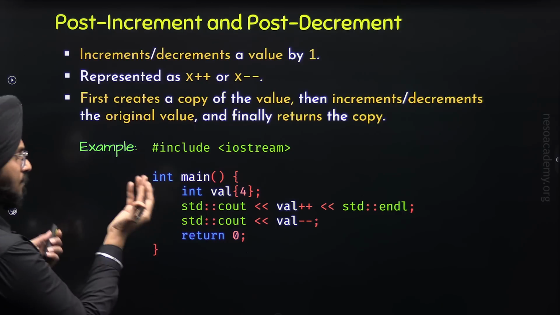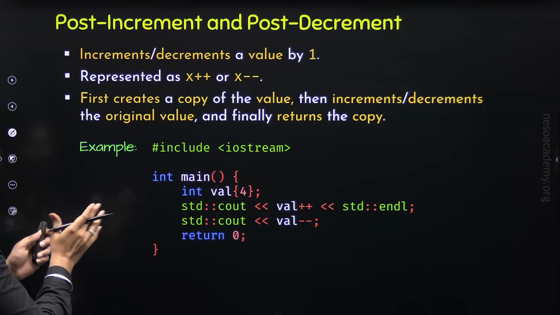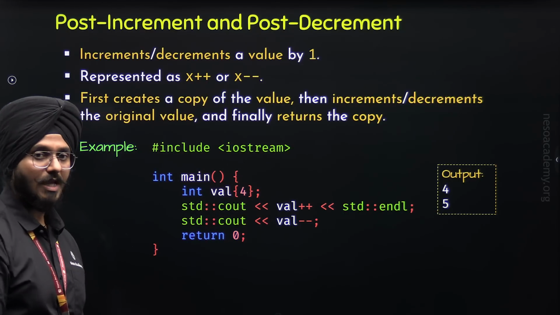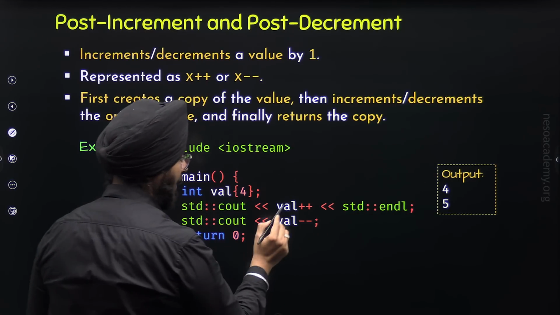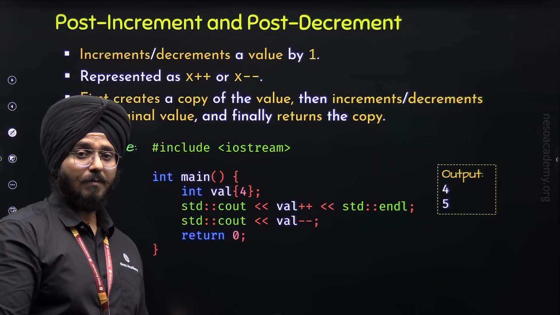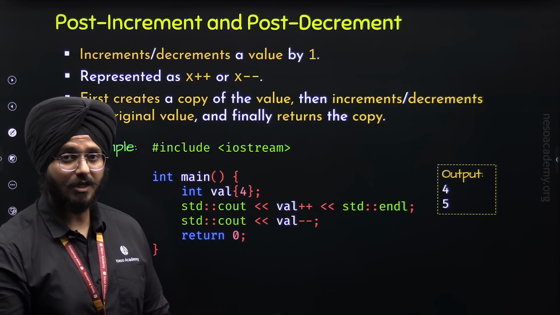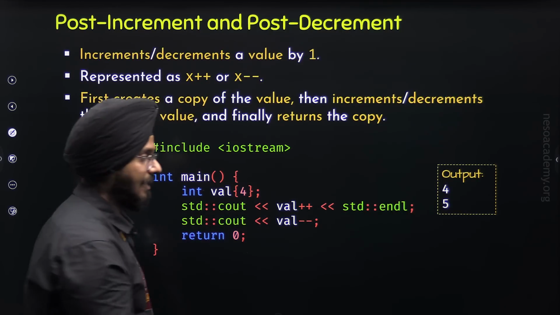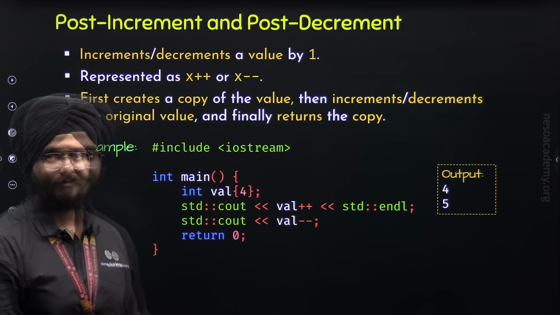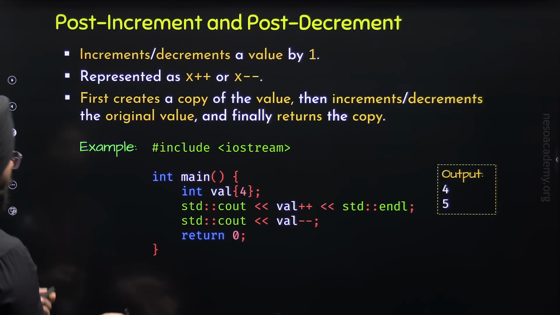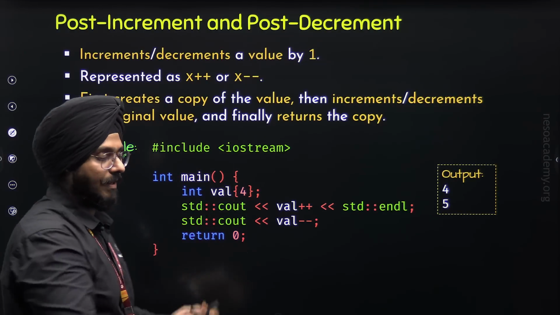So what is the output of this program? Clearly, when we execute this program, we will get this output 4 and 5. We are getting 4 because of val++ and 5 because of val--. If you remember, in case of pre-increment and pre-decrement, we were getting the output as 5 and 4. But here we are getting 4 and then 5. So clearly, there is the difference between pre-increment and post-increment and pre-decrement and post-decrement.